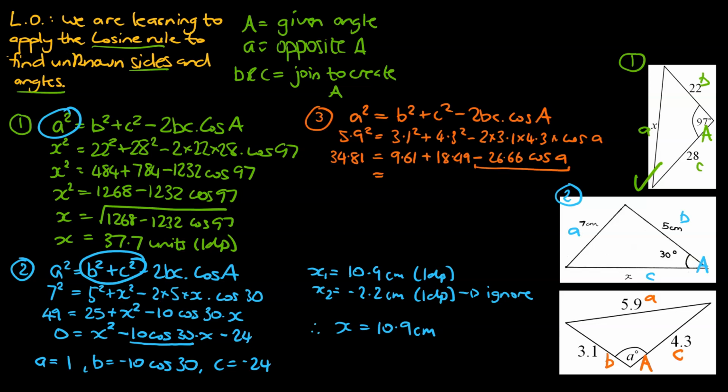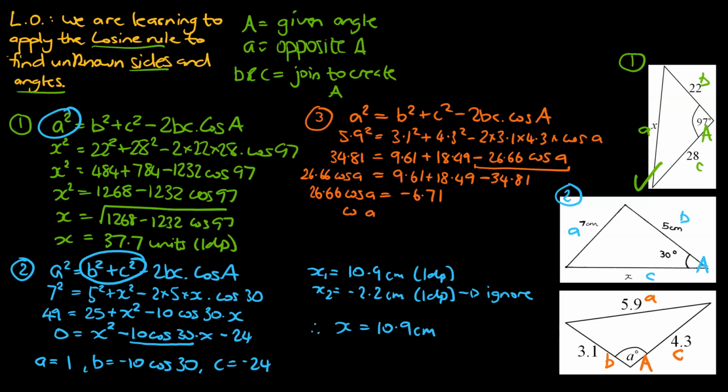Let's take this negative 26.66 cos a to the other side. So that's going to become positive 26.66 cos little a. And we're then going to take the positive 34.81 to the other side. So that means 9.61 plus 18.49 minus 34.81. We then add up that right hand side, and when we do that, we should get 26.66 cos little a is equal to negative 6.71.